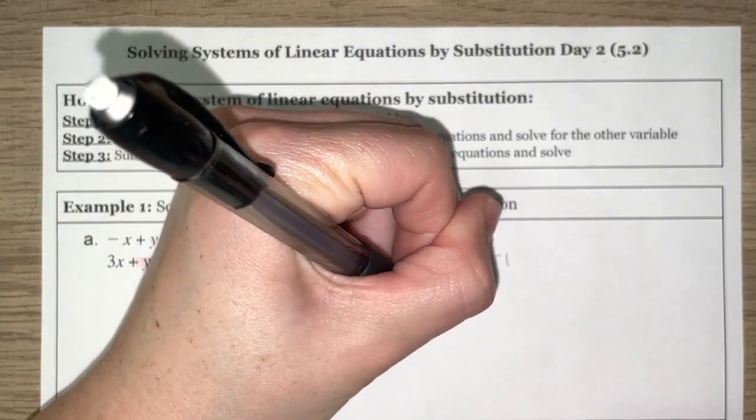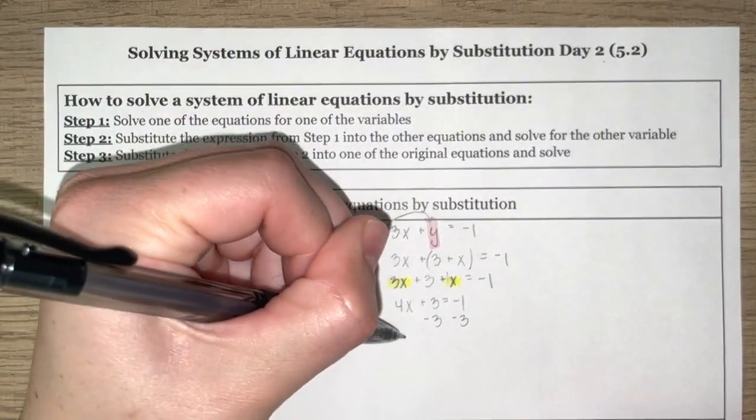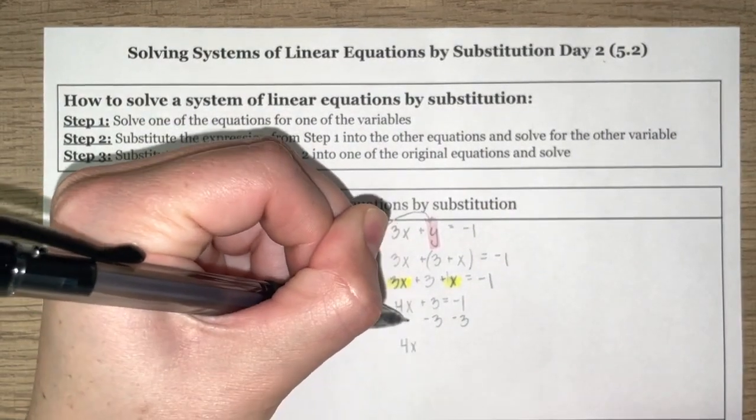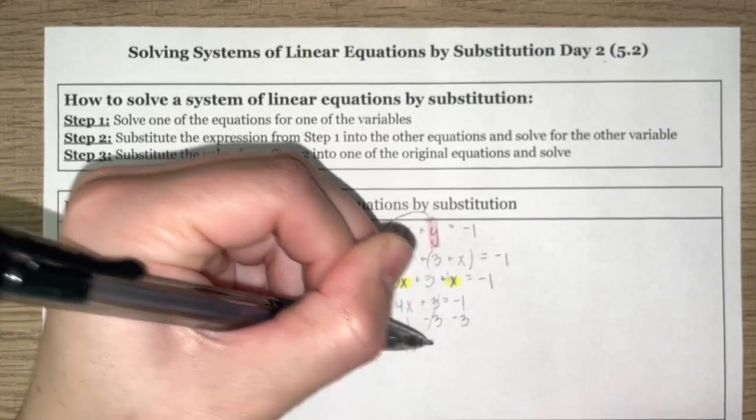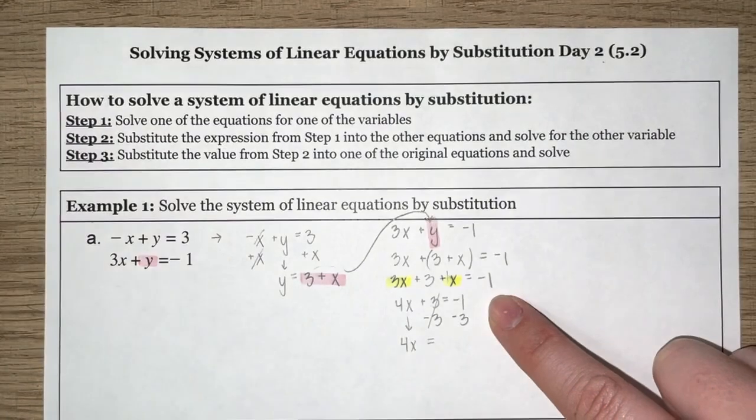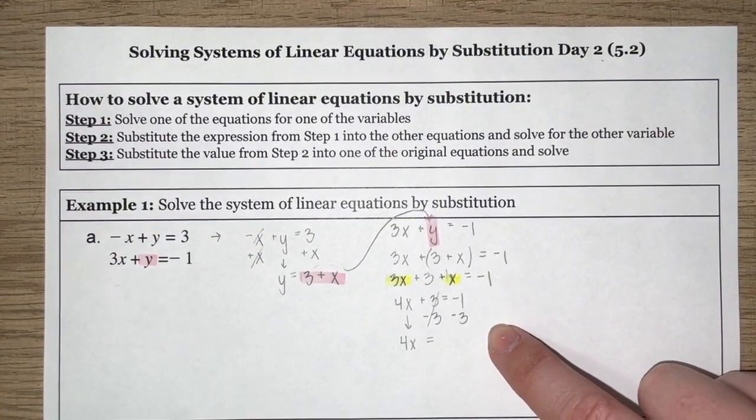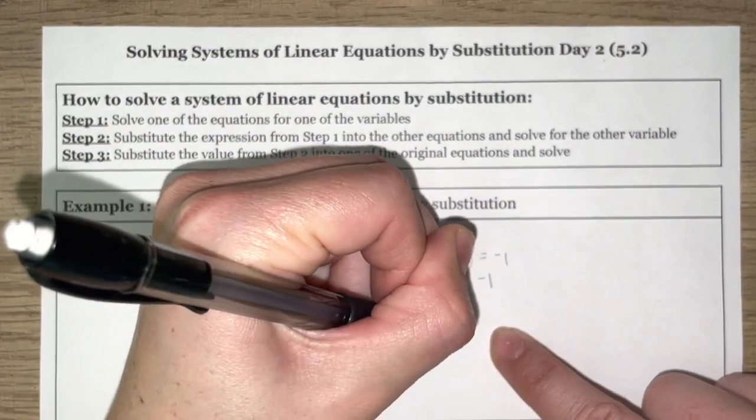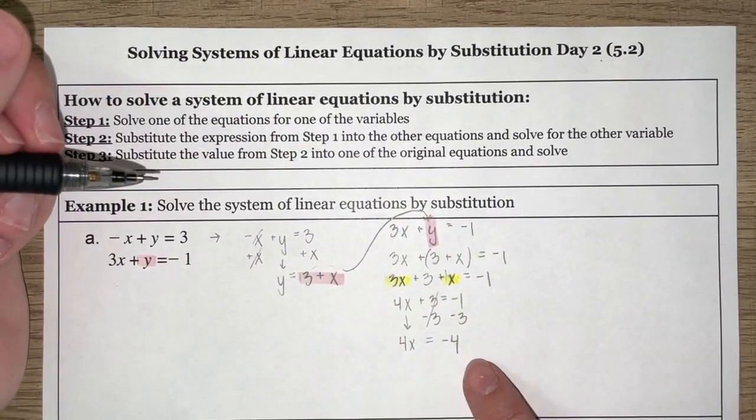I'm going to subtract 3 from both sides. So I'll bring down the 4x. Positive 3 and negative 3 cancel out. Negative 1 minus 3. So I'm starting at negative 1 and then I'm going down 3 more. So I end up at negative 4. So my new equation is 4x equals negative 4.